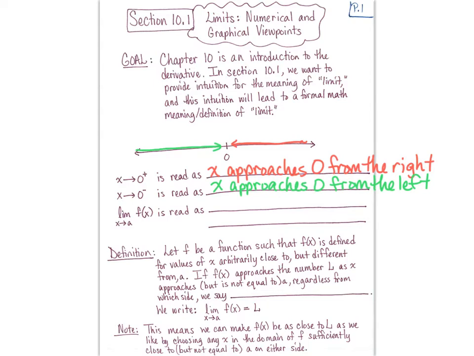That's what that means. Now we say this is read as the limit of f of x as x approaches a. This is read as the limit of f of x as x approaches a. It's read as the limit of f of x as x approaches a. So this definition or this notation is the lim. We say of f of x as x approaches a. Okay?